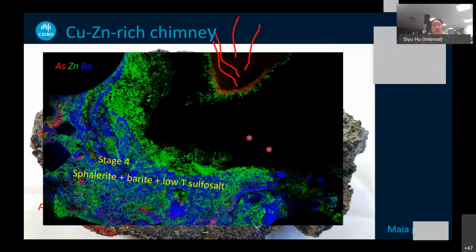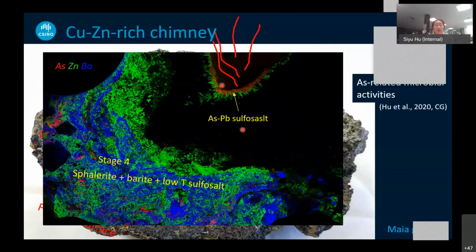Also, we have another recent study looking at the lead-arsenic sulfosalt here. They form these filament structures, and they are strongly associated with arsenic-related microbial activity. So if you are interested, have a look at this paper, which shows how microbes survive living in such a highly toxic, acidic, warm environment here.